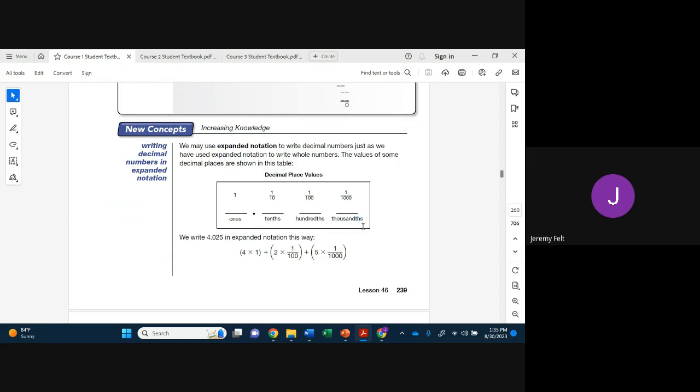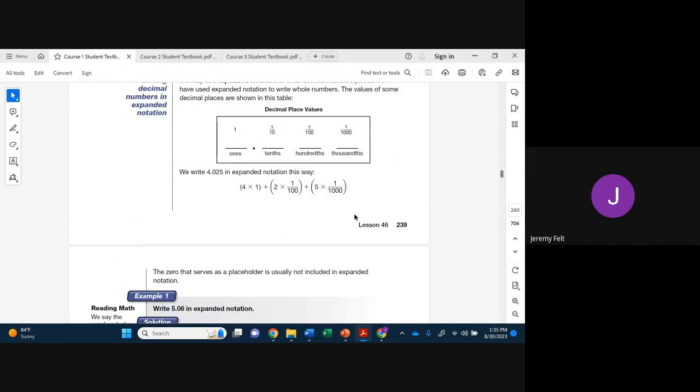it's less than 1. So a thousandth of a dollar is less than a penny, while a thousand dollars is obviously something to get excited about. All right, so if we have this number, well, 4 times 1 is 4. 0 in the tenths place, so we don't need to put anything for that.